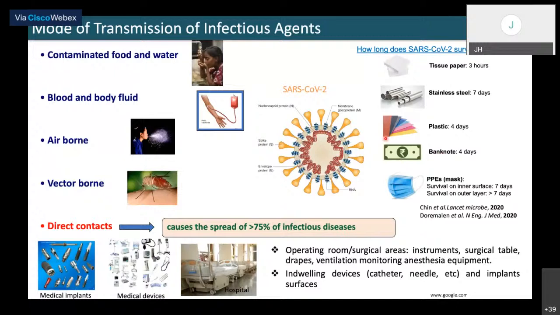And this type of surface related spreading can be very common in hospitals, where bacteria and other kinds of organisms can be deposited onto surfaces like operating rooms, surgical areas, instruments, surgical tables, ventilators, and many other things. Or even devices or catheters, or implants that the doctor uses for different purposes in the patient's body, and they are highly prone to this type of contamination and get the infection. This is very, very common in hospitals.